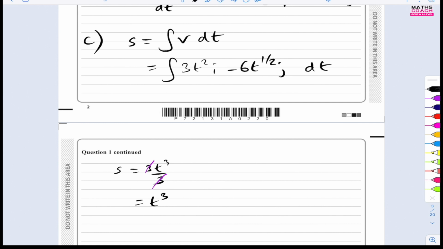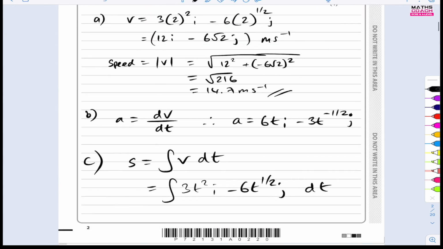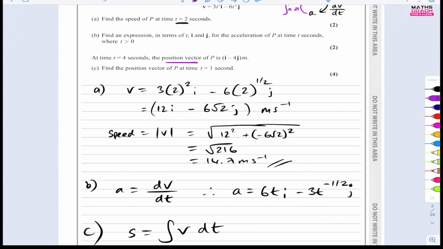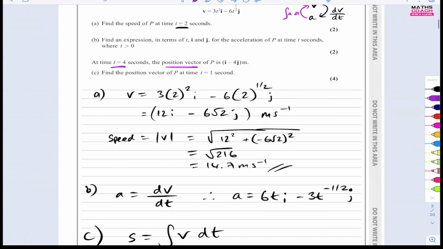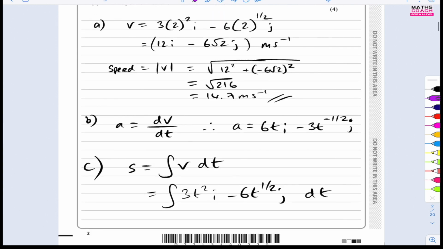Divided by 3, which is 4. So it's minus 4t to the power of 3 over 2, and then plus c, and that's your s. Now, I said to you earlier that we're going to use that value of t equals 4 to find our c, our constant. And also that we know the position vector, the s value, is i minus 4j at t equals 4. So we're also going to use that as well.